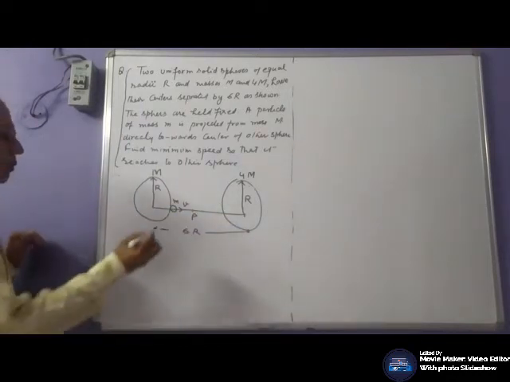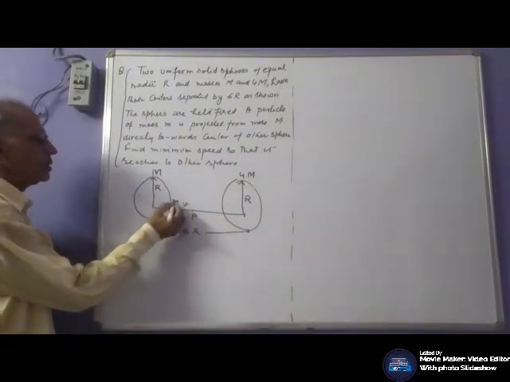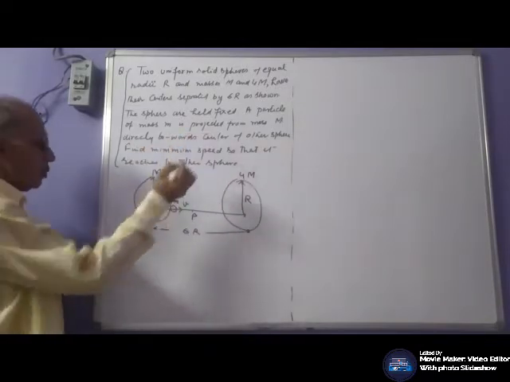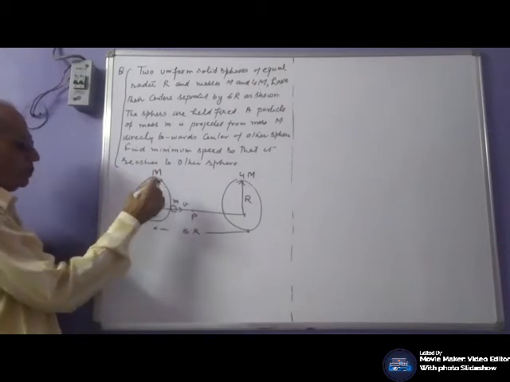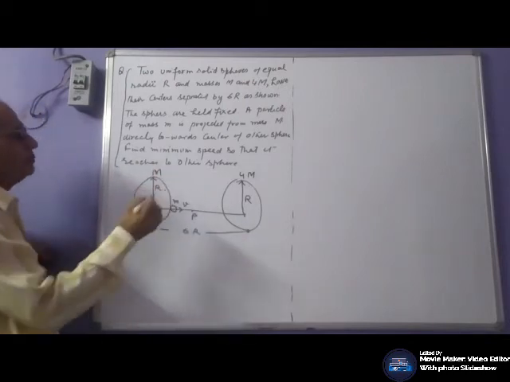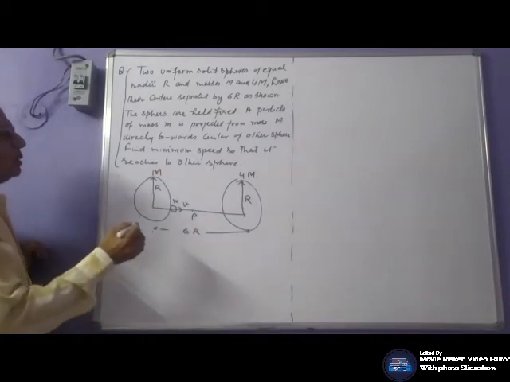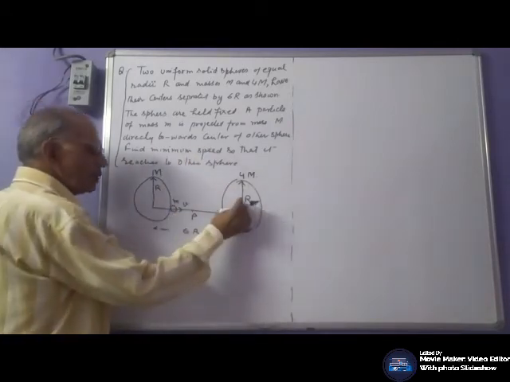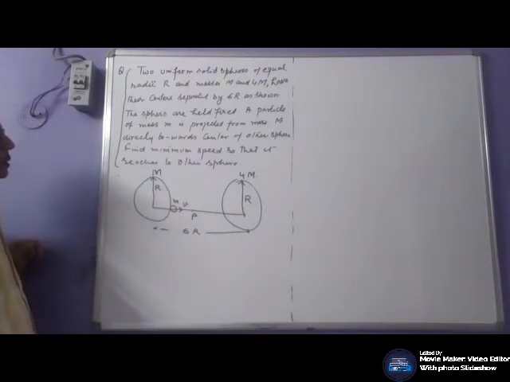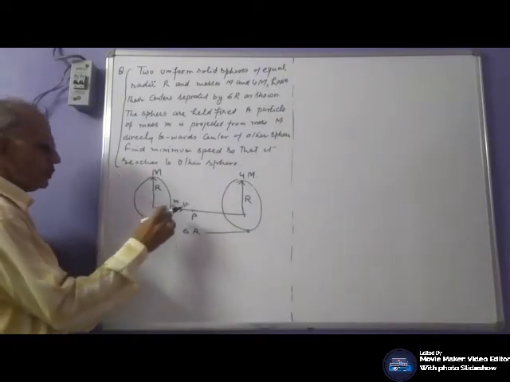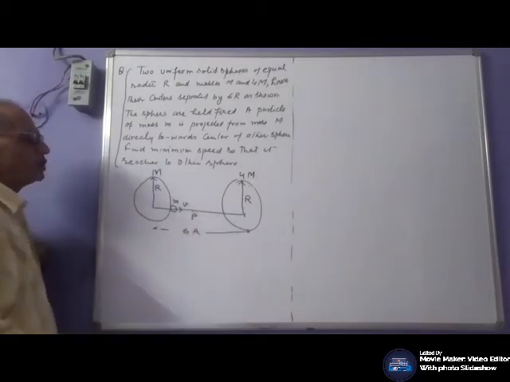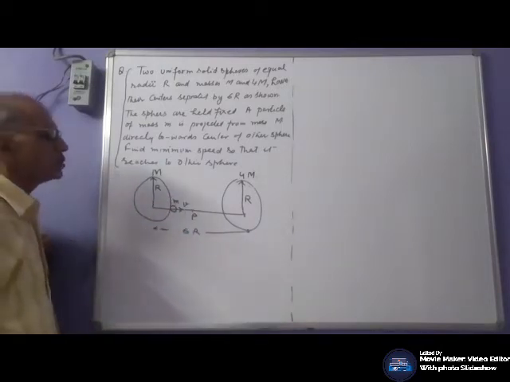A particle of mass m is projected from mass capital M directly toward the center of the other sphere. Find the minimum speed; let v be the minimum speed so that it reaches the other sphere.